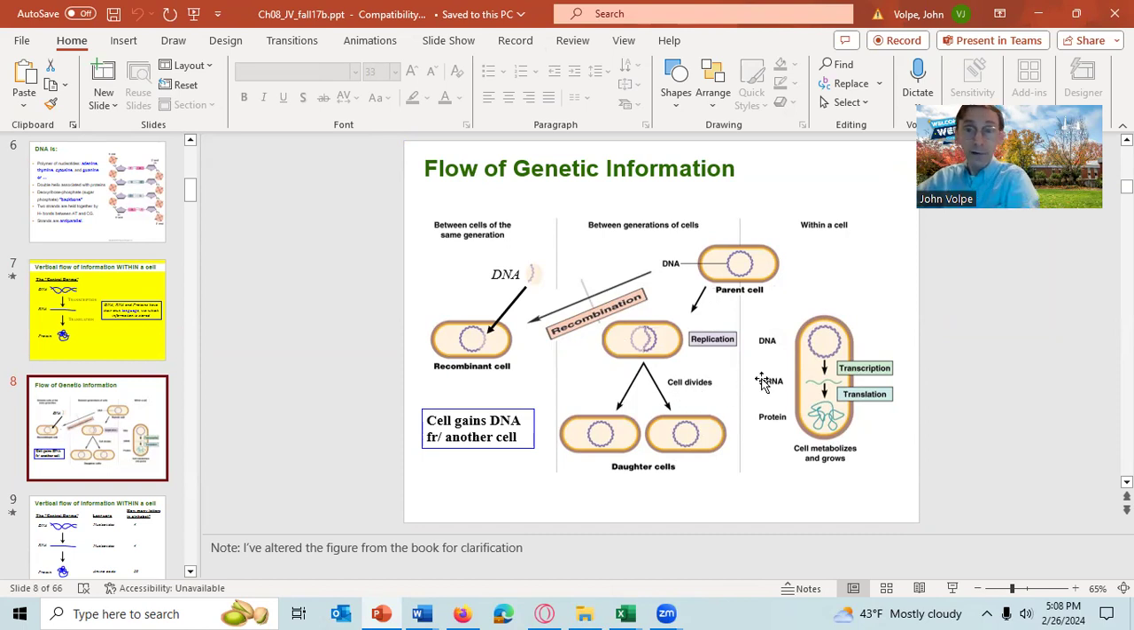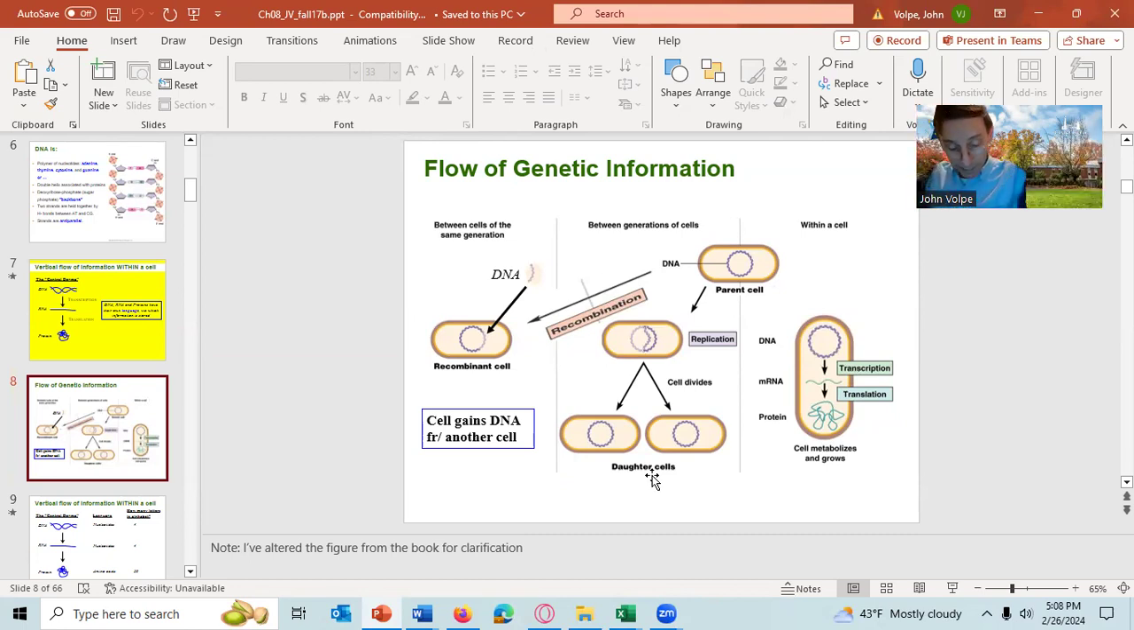Within a cell, the information flows from DNA to RNA to protein. Between generations of cells, the information flows from the parent cell to the two daughter cells. And that happens by the DNA replicating itself. So one chromosome replicates itself, and then it's 2 chromosomes. And then the 2 chromosomes move towards opposite ends of the cell. And then the cell splits down the middle to become 2 daughter cells. And that's the way that most bacteria replicate. We'll talk a little bit more about that.